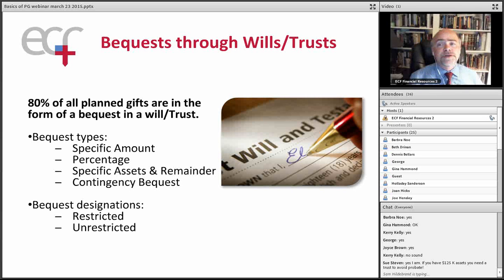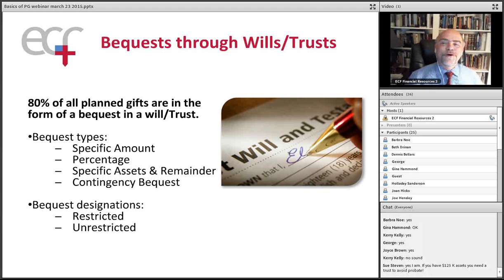The first type is a specific dollar amount, where you say $10,000 goes to Church of the Transfiguration in New York City, which is my parish, or somewhere else. And, of course, that has two problems with it. The first being it doesn't take into account inflation, so that $10,000 today will not be $10,000 in 40 years due to inflation's impact. In addition, those specific dollar bequests must be paid first before any other allocations are made in your estate. And that can have a truly detrimental impact if you do not continually reflect on your estate and the assets that are contained therein.